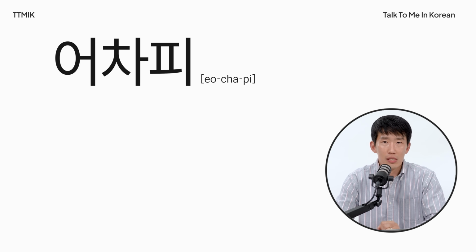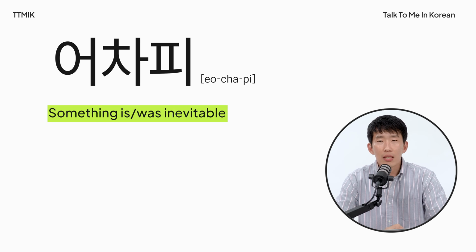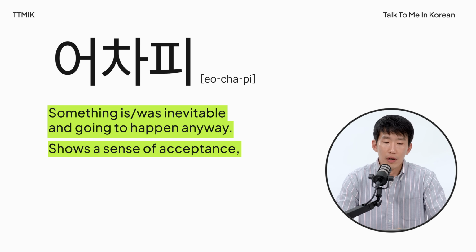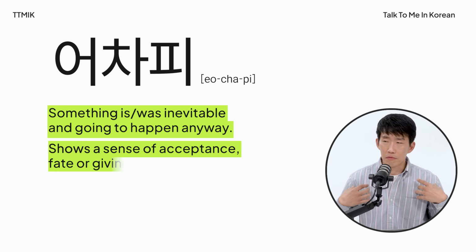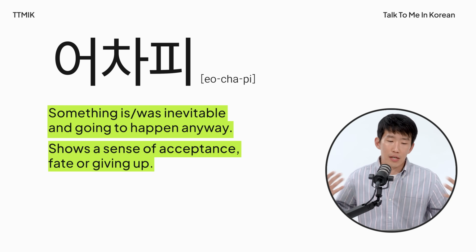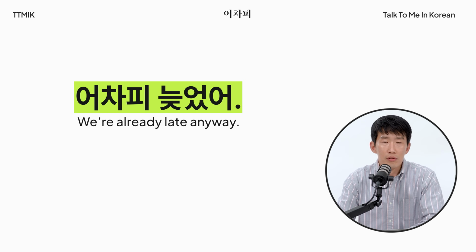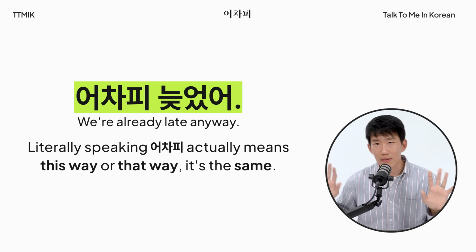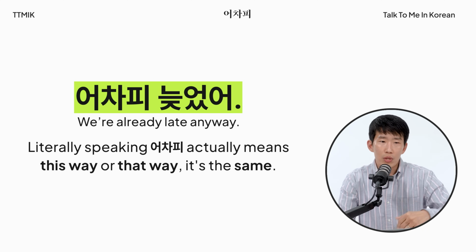Number 7 is 어차피. 어차피. Something is or was inevitable, and it is or was going to happen anyway. 어차피. So it shows a sense of acceptance. It's a fate or you're giving up. So 어차피 늦었어. Literally speaking, 어차피 actually means this way or that way. It's the same. Either this or that doesn't make a difference. 어차피 늦었어.